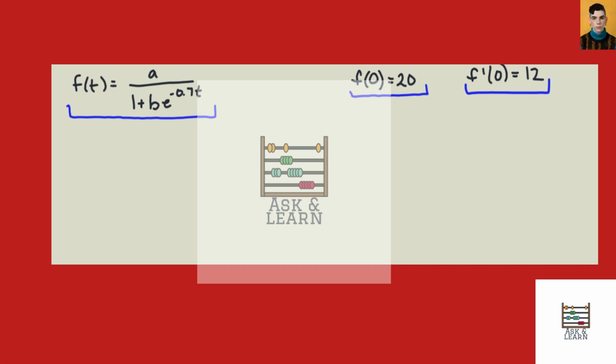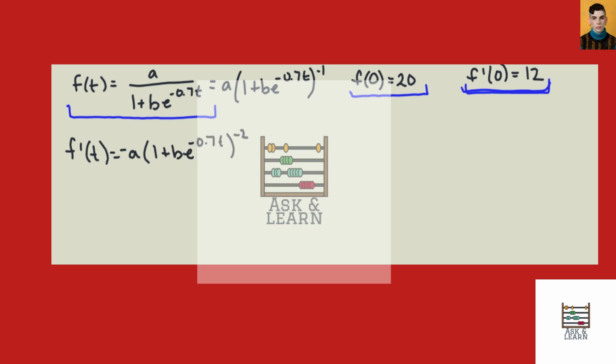So what we can do is find the derivative of this function with respect to time, and that will help us use the second piece of information. So f prime of t would be, now first of all, I'm going to rewrite f of t as a times a quantity 1 plus b e to the negative 0.7 t to the negative first power. That way I don't have to use the quotient rule. So a is just a constant, and now we bring down the negative 1 and we raise the inside quantity to the negative 2 power using the chain rule. And then we multiply by the derivative of the inside, and that's going to be negative 0.7b.